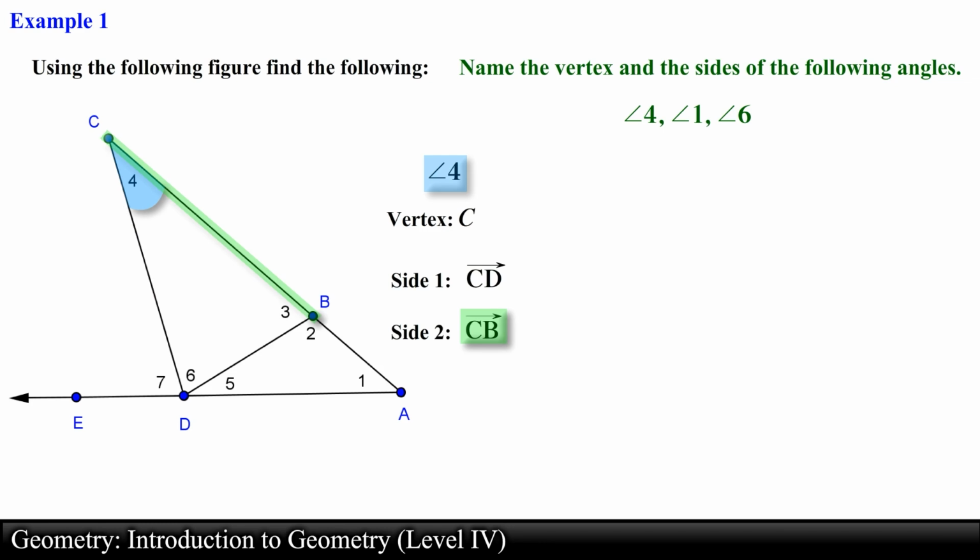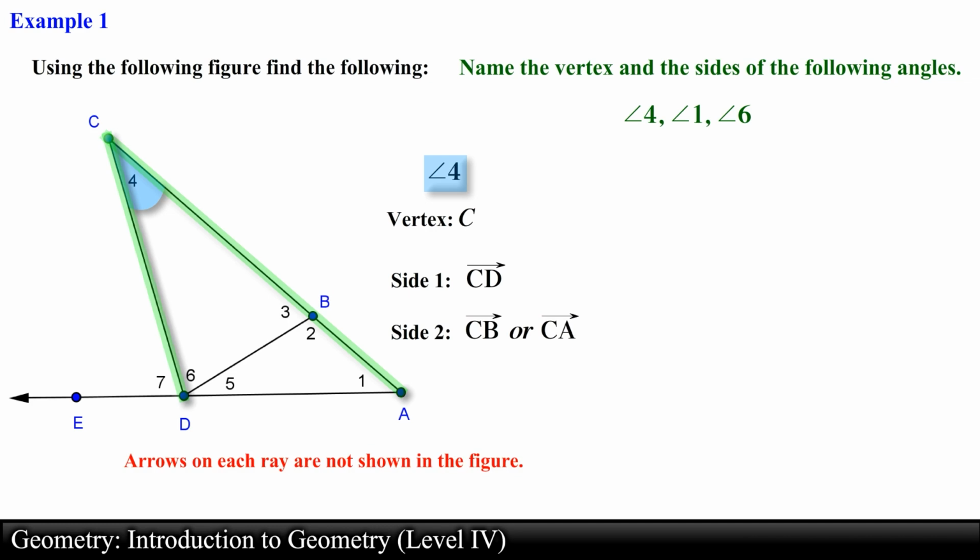Notice that ray CB can also be named as ray CA, since both points B and A are located on the same line segment. So this ray can be named in both ways, as long as you denote the vertex C first, followed by point B or A. Also notice that the arrows on each ray are not drawn in the figure. Recall that the sides of an angle are technically formed by rays. When you name the sides of angles, we usually name them as if they were rays. Even though the ray is not explicitly drawn in the picture, we still denote them as if they were rays.